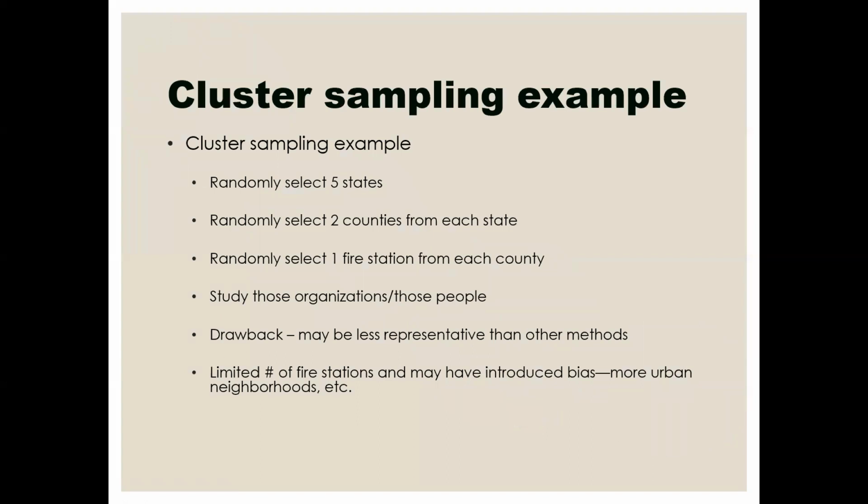So here's an example. I'm interested now in, again, firefighters. And so I get 5 states. I get 2 counties randomly from each state. Within each state, I randomly select 1 fire station. And then within the organization, I can randomly choose firefighters within that organization. So again, each step adds bias as we go through it. And also it's a bit less representative because of all the steps and all the decision-making we're going through. But think about the utility.